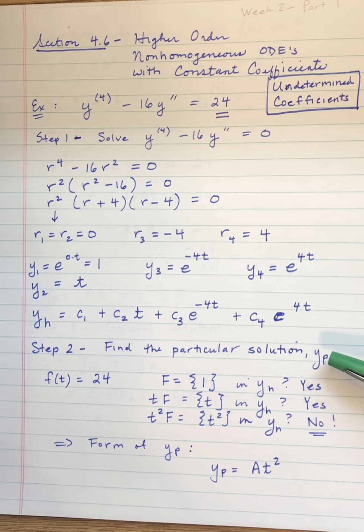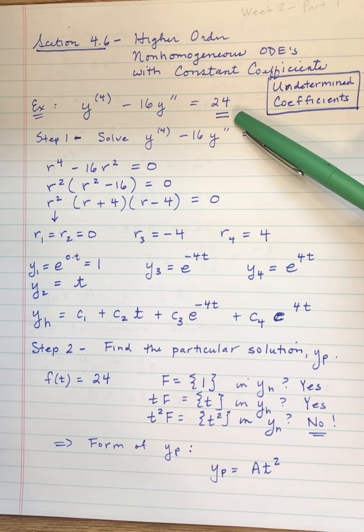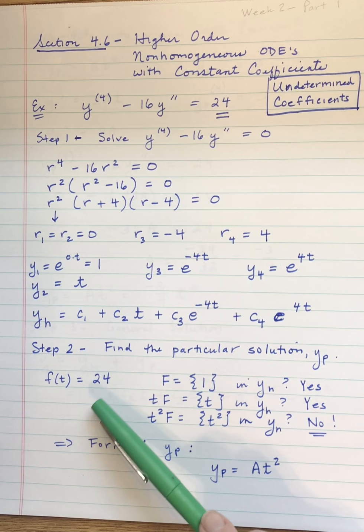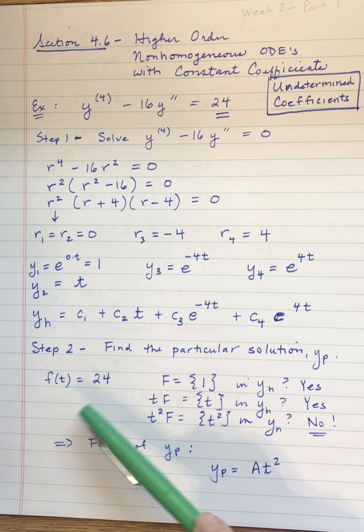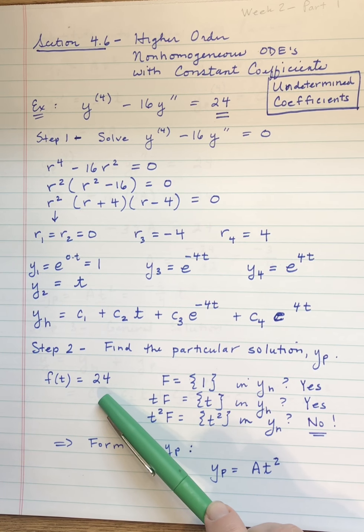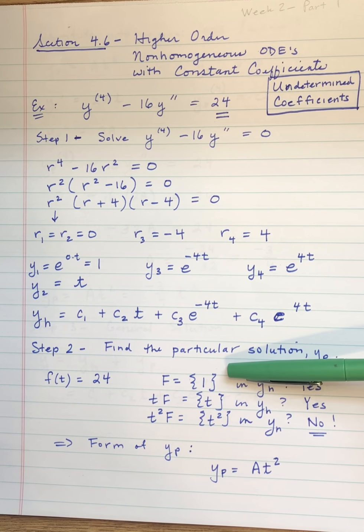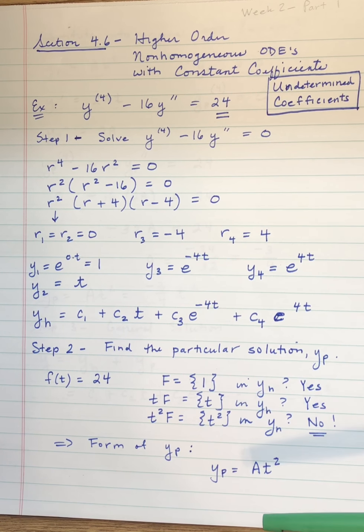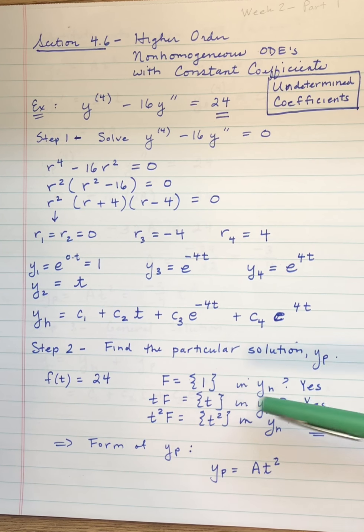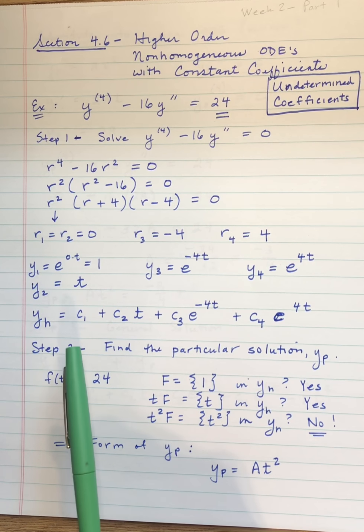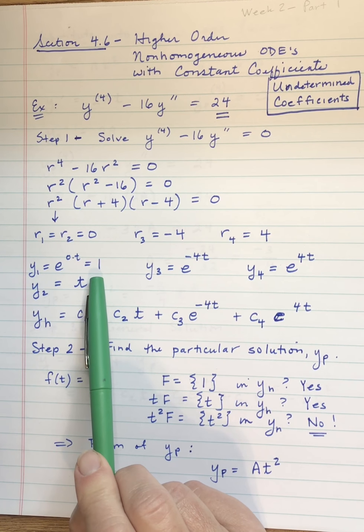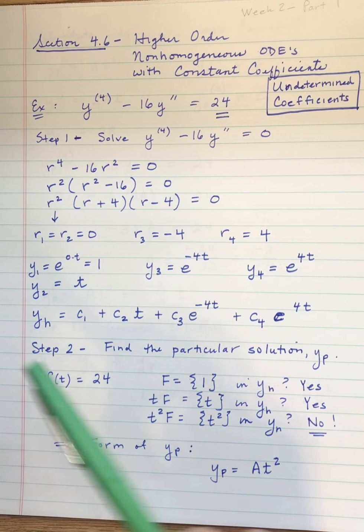Okay, so what's our next step? We need to find the particular solution. So just think back to how we did this with second order equations. Our function on the right hand side is 24. We call that f of t is 24. Now that's just a constant. So in our corresponding set of solutions, we just put 1 in our set. Now we have to ask the question, is 1 in our homogeneous solution? Yes, it is. There it was right there. It is a solution to the homogeneous equation.